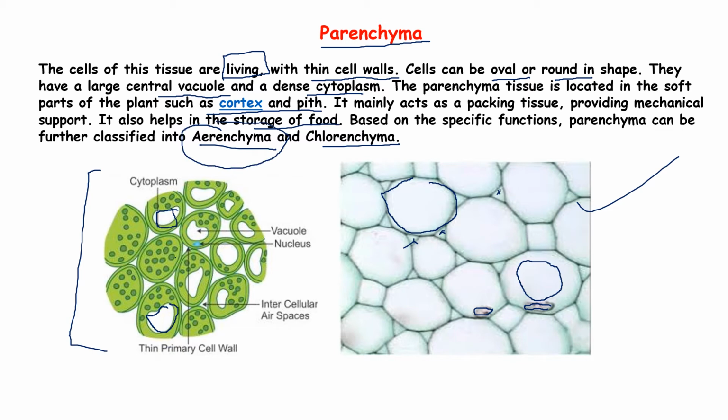And in leaf tissues, the mesophyll cells are parenchymatous cells, but they store chlorophyll. They have chloroplasts. They perform photosynthesis, and when parenchymatous cells perform photosynthesis, they are known as chlorenchyma. So two important properties that you have to remember of parenchymatous cells is that they are living, and they have very thin cell walls. The cells may be oval or round in shape, and based on their function, they may be divided into different types.